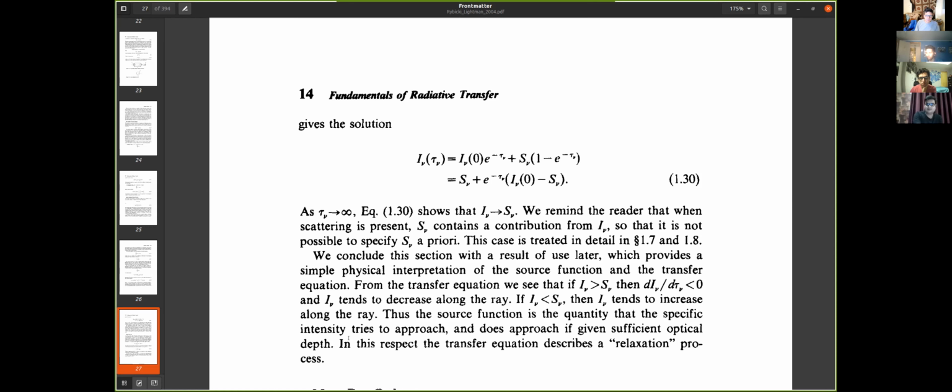I would like to read the whole paragraph because this is an important understanding that we should remember in order to visualize this equation. The author says that we conclude this section with a result of use later, which provides a simple physical interpretation of the source function and the transfer equation. From the transfer equation, we see that if I nu is greater than the source function, then d I nu by d tau will be less than 0, and I nu tends to decrease along the ray.